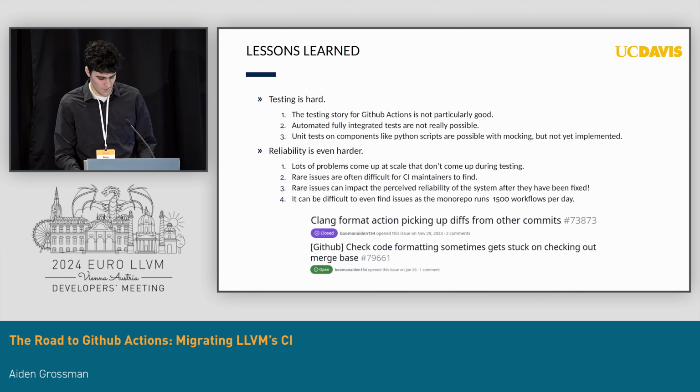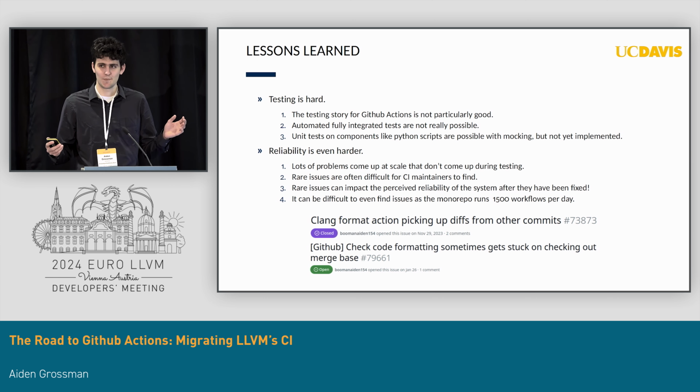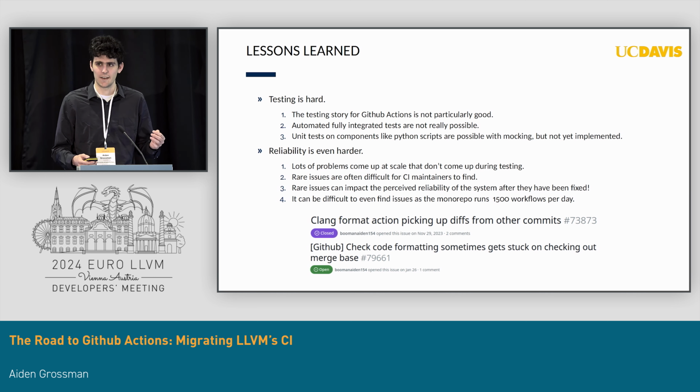So a couple of the things that we've learned, or at least some of my big takeaways from doing this. The testing story for GitHub Actions is not particularly good. Even just testing it manually is pretty cumbersome. Getting the environment set up, or testing a specific condition like this branch relative to main, is kind of a pain. Full integration tests, there's just no real way to do that with GitHub Actions. You can sort of do Python mocking and detect specific things, but it's not really great. So yeah, we haven't implemented any of those techniques yet.